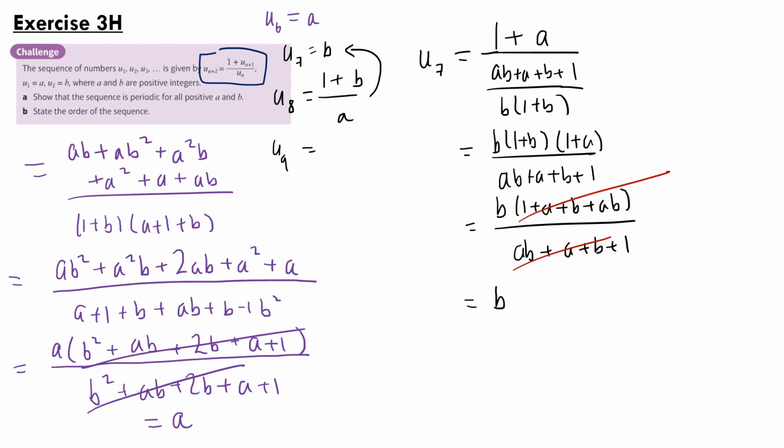So we've shown that the sequence is periodic, and the order of the sequence means how many terms you have to go through before it cycles again. And so we go from u1 all the way up to u5, and we hit the same sequence from u6 up to u10. So the period of this sequence is 5.